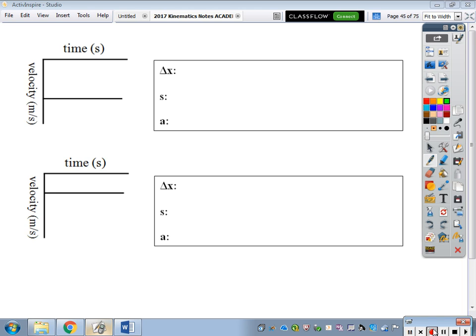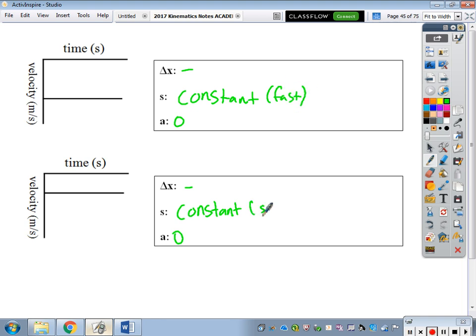Last two graphs, both fourth quadrant graphs. We know that means our displacement has to be negative. We both see that the slope is 0, so the acceleration is 0, and we are going to have two constant speeds. The question is, which one's going to be faster? Well, it's the one that is further from the x-axis. Now, we do make an assumption that those two graphs have the same scales, but we are going to make that assumption as we go throughout the year.